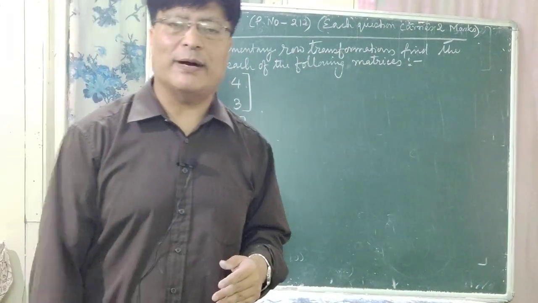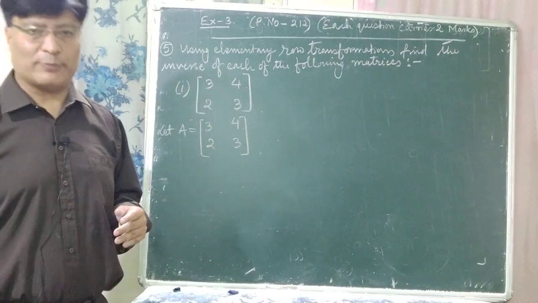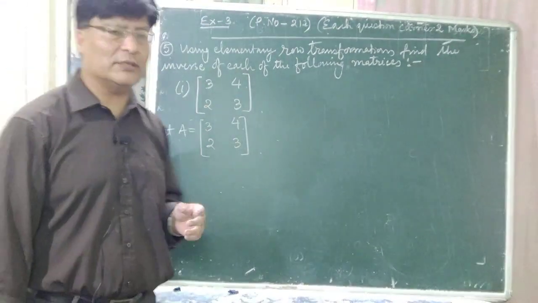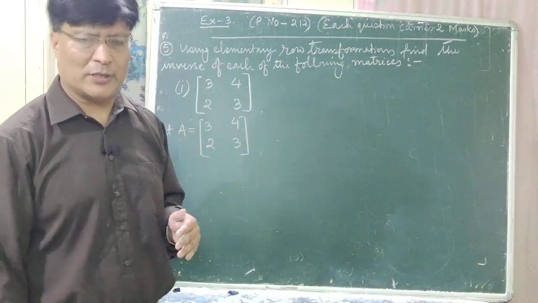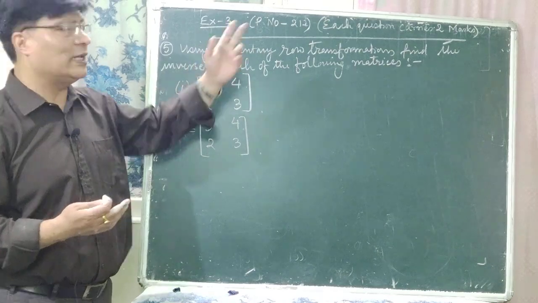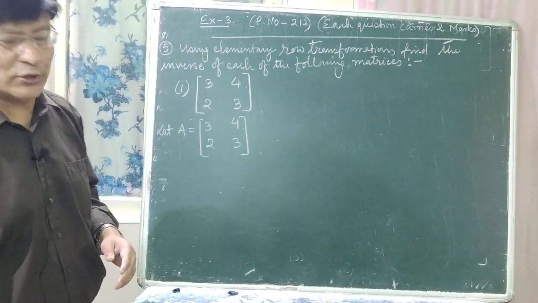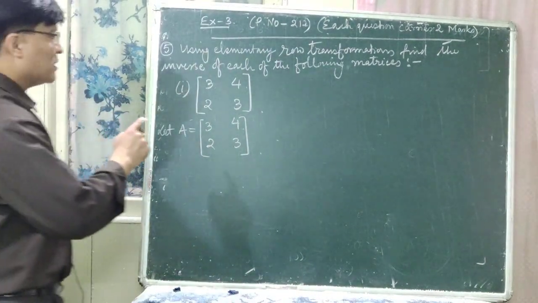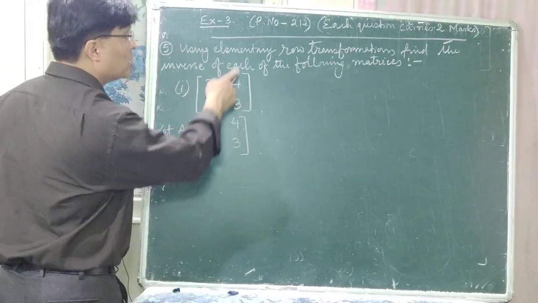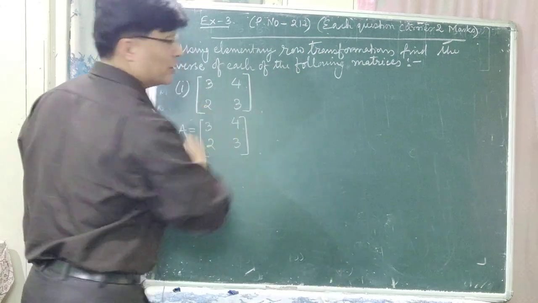So what is meant by elementary row transformation? Using elementary row transformation, you have to find the inverse of the given matrix. While doing the problem, I'll explain elementary row transformation. Here the matrix given is 3, 4, 2, 3. You have to find the inverse of this matrix using elementary row transformation.